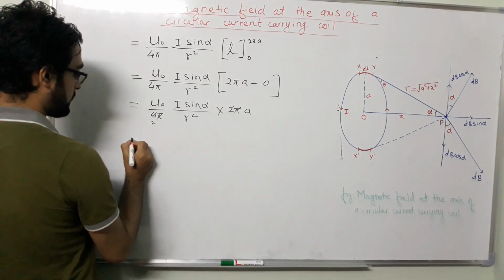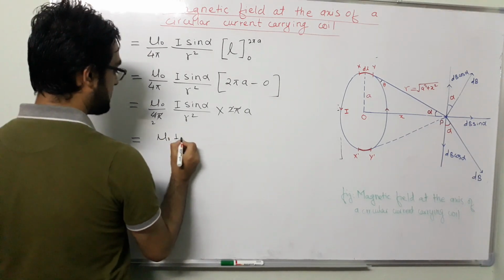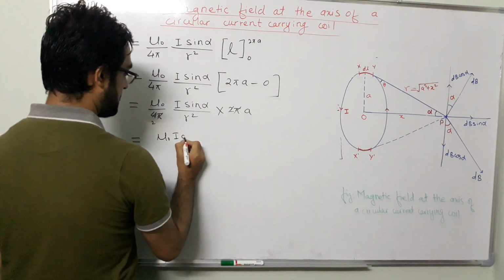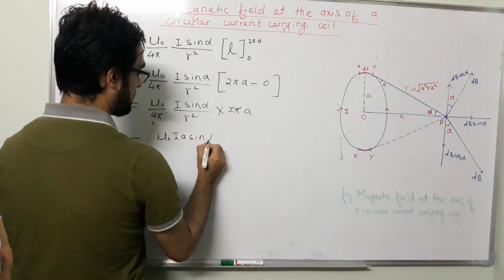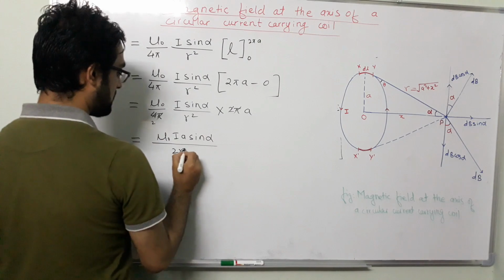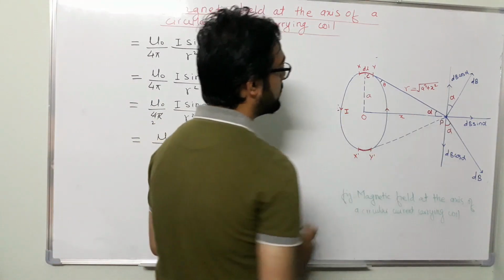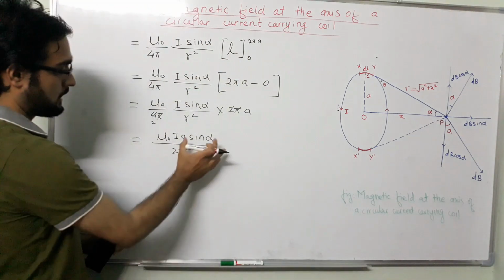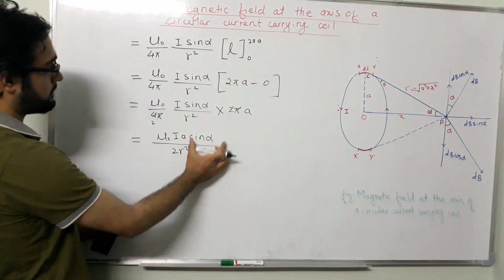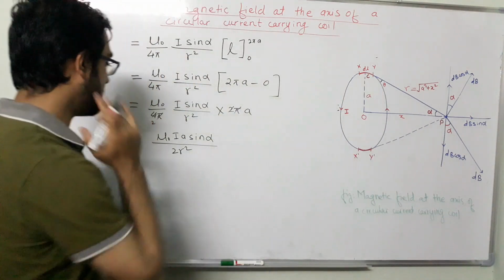Then this becomes equal to mu naught I a sine alpha divided by 2 r square. Now in this triangle COP we take sine alpha, because we have sine alpha, this term, in this equation. That's why we take this triangle COP.